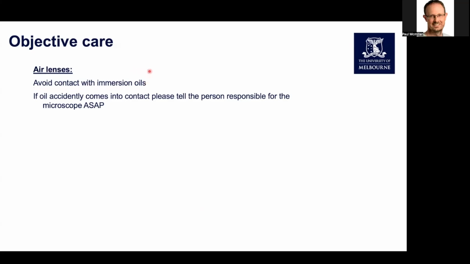In this case, we're trying to avoid contact with those immersion oils. If you're ever on an air lens, a low magnification lens, and you're struggling to find focus, or the samples look really fuzzy, it may be that someone before you has accidentally contaminated it with one of the immersion oils. If this is the case on a bond system, please let us know and we will come and clean that for you. Sometimes it can be a bit difficult to get that out.